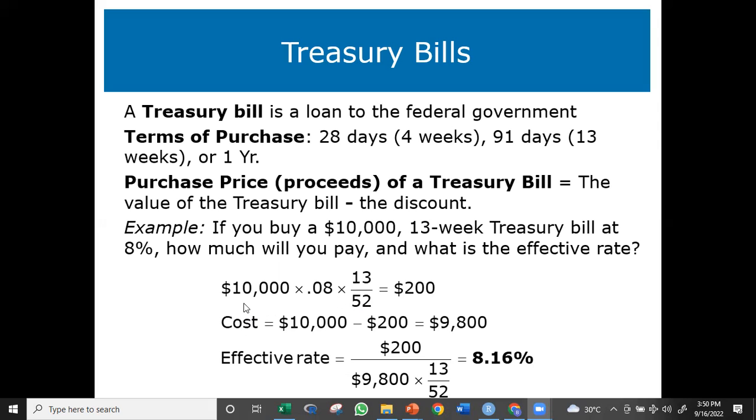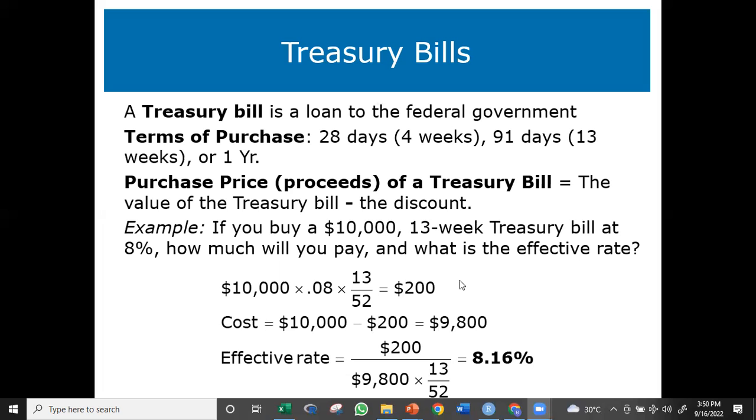Okay, therefore the proceeds or the cost, what you're going to pay to get this investment, is the face amount minus the discount. So you're just going to pay 9,800 to buy this investment. It's like you're going to lend out 9,800. And at the end of the 13 weeks, you will be paid the 10,000.